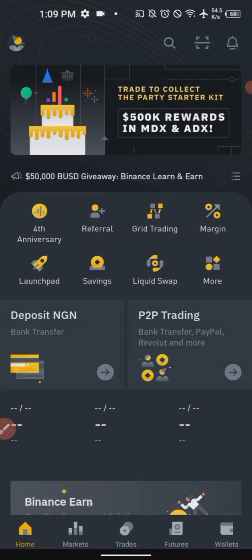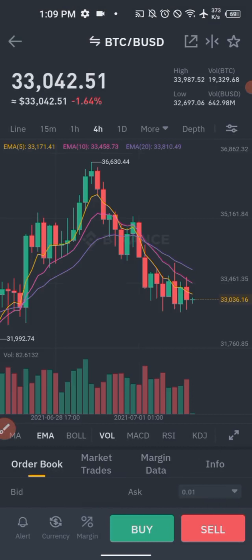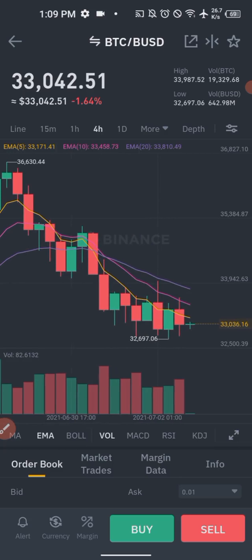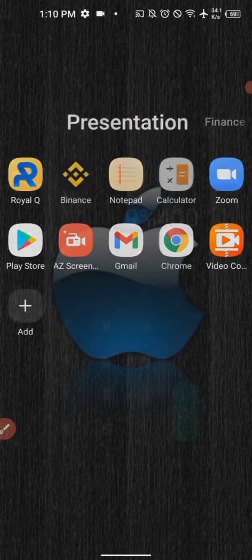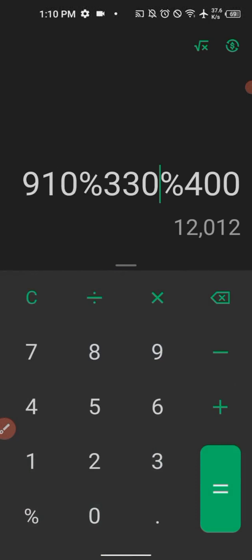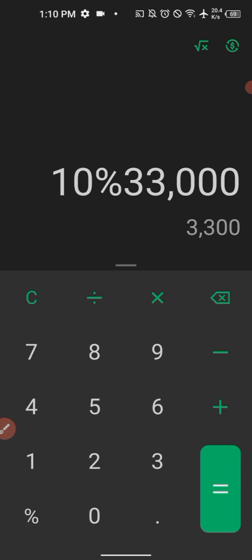So let us imagine I'm in Binance presently, and now this is the price. So let's say the price now is at what? 33. Okay, let's expand this. Let us see the days. So the price is at $33,000. So what? 10% of $33,000 will give us $3,300, right? So if I want to take 10% profit, meaning the price has to go higher by $3,300.